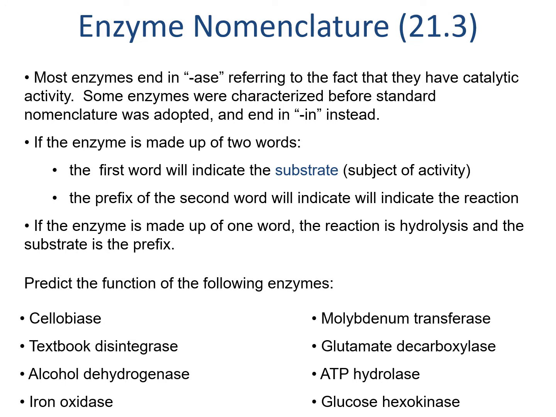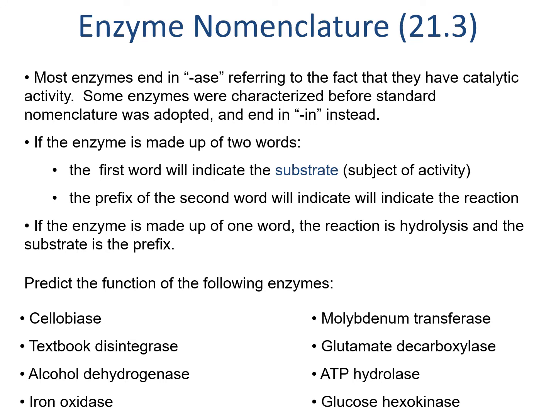The enzyme name might be made up of one or two words. If the enzyme name is made up of two words, the first word always indicates the substrate. That's what the enzyme is acting on. The second word will always indicate what type of reaction is happening on that substrate. If the enzyme is made up of only one word for its name, the reaction is always hydrolysis, and the substrate is just going to be the prefix.